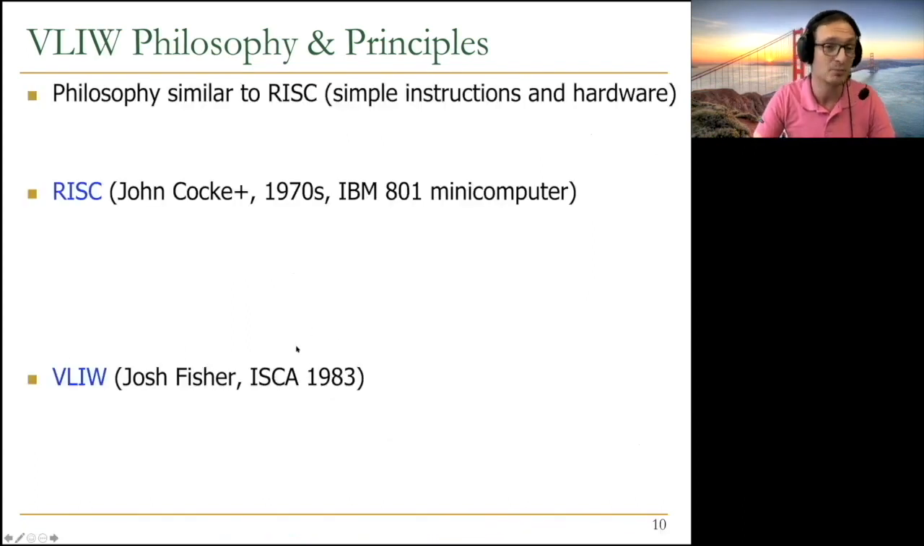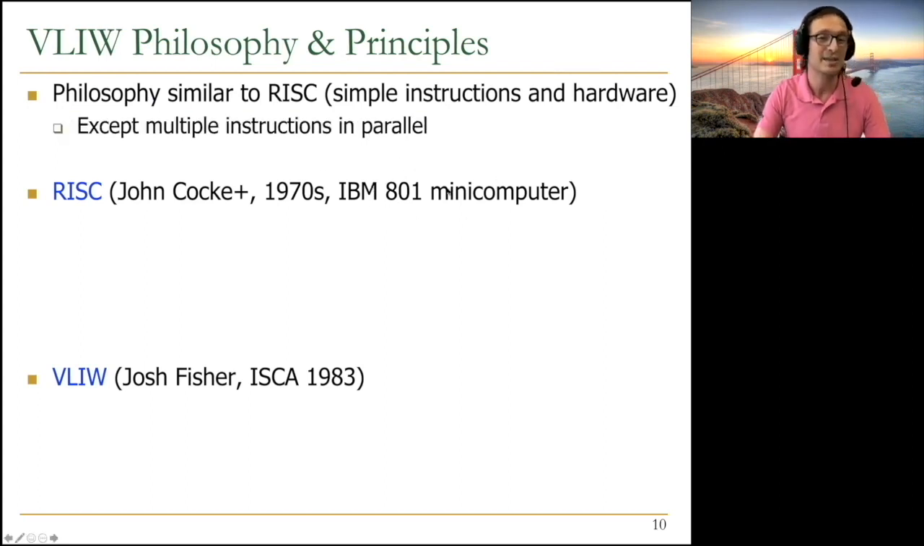But let me talk a little bit more about the philosophy. As I said earlier, the philosophy is similar to RISC. Essentially, we want to have simple instructions and hardware. RISC and VLIW were developed in the 1970s and 80s. Originally, RISC was introduced at IBM by John Cocke in the 1970s, later picked up by Patterson and Hennessy at Berkeley and Stanford, where they introduced the SPARC and MIPS architectures. But the IBM 801 minicomputer was the first example of a RISC machine.